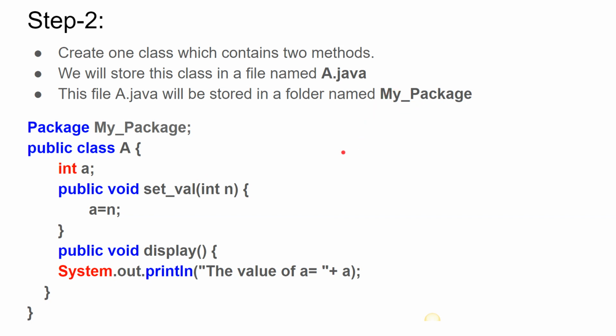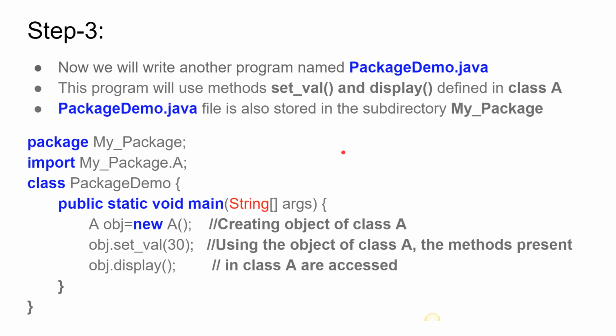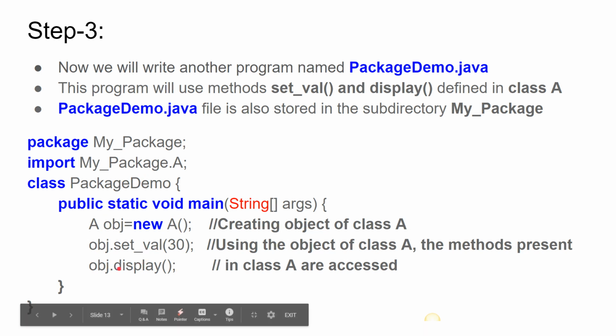Step 3, now we'll write another program named PackageDemo.java. Now you need to open one more notepad inside the my_package folder itself and type this program. This is the main program, the main class. This main program will use the setVal and display methods. These two are non-static methods of which class?